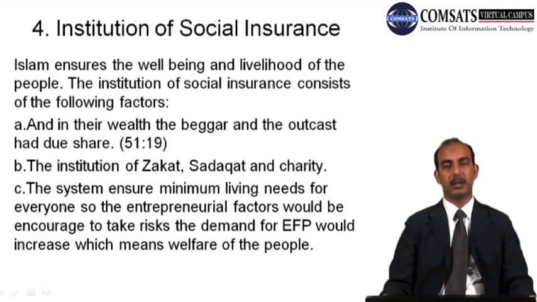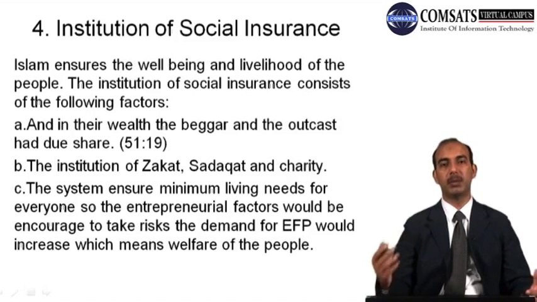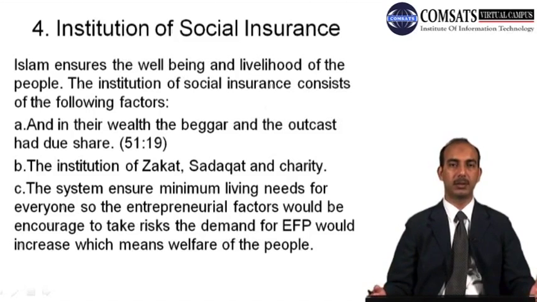And at the fourth point, the institution of social insurance. Islam ensures the well-being and livelihood of the people. The institution of social insurance consists of the following factors. Social insurance means the people, the deprived segment of the society, are provided with the livelihoods which are the minimum requirement of the individuals.